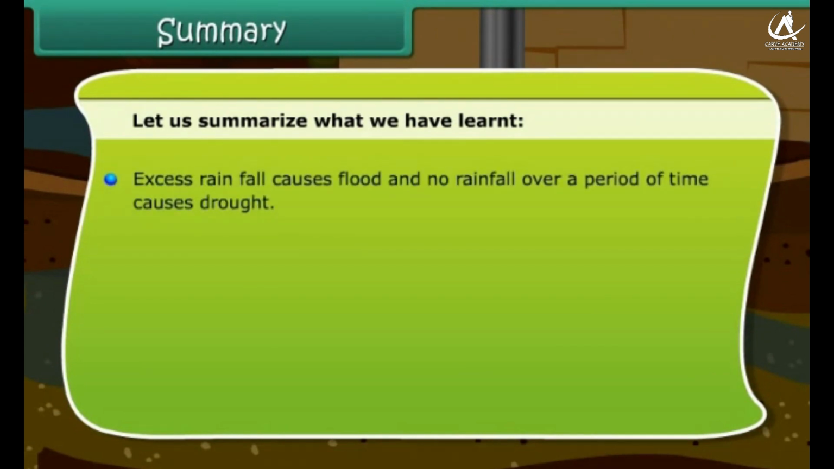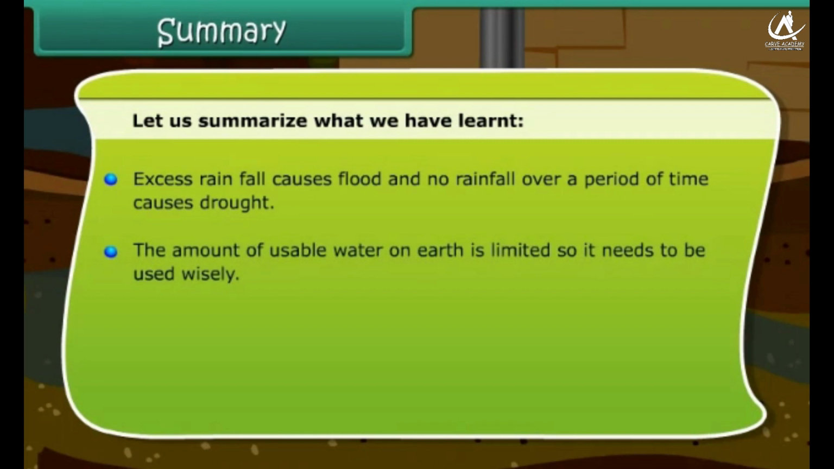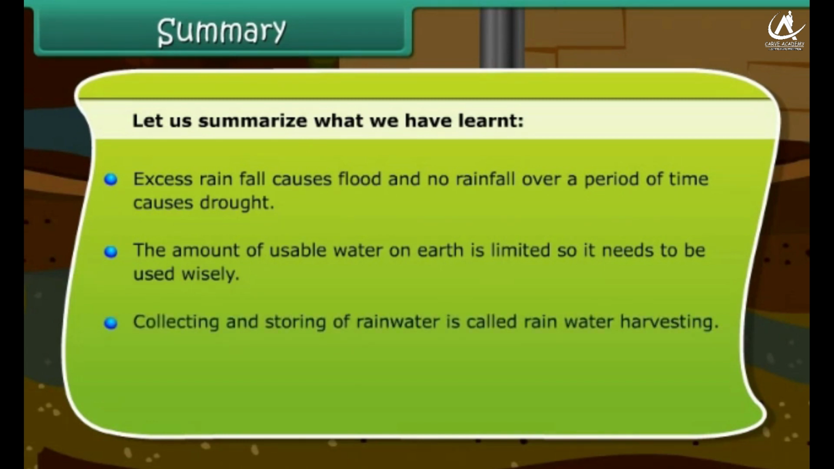Excess rainfall causes flood, and no rainfall over a period of time causes drought. The amount of usable water on earth is limited, so it needs to be used wisely. Collecting and storing of rainwater is called rainwater harvesting.